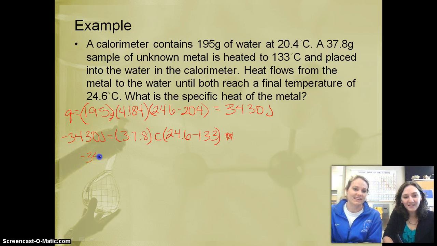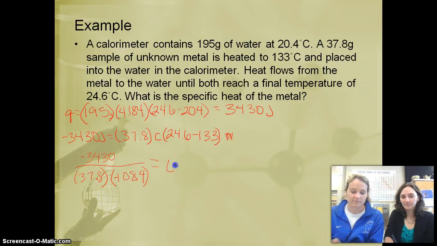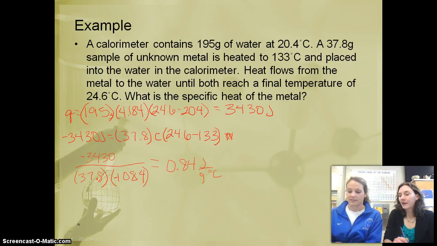We do negative 3430 divided by 37.8 times 108.4, but it would be negative for the temperature change. Yes, negative. Plug it in and you get 0.84. And since it's a C value, the units are joules divided by gram times Celsius.